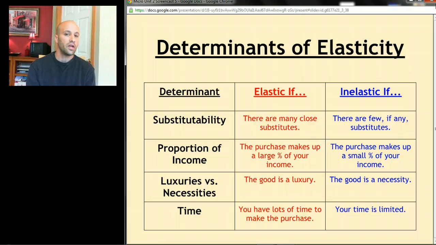On the other hand, if a good has relatively few substitutes, it's going to be inelastic. What people on heroin say, and I'm not one of them, is that there is no substitute for heroin, or the feeling you get from it.